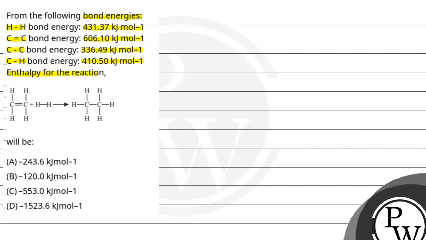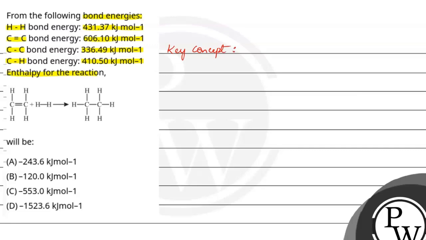C2H4, that is ethene, reacts with hydrogen to form ethane. So it is kind of a hydrogenation reaction. So here we have four options. Option A, B, C and D. Option A says minus 243.6 kilojoule per mole. B says minus 120.0 kilojoule per mole. C is minus 553.0 kilojoule per mole. And D is minus 1523.6 kilojoule per mole. So let's first understand the key concept involved in this question.